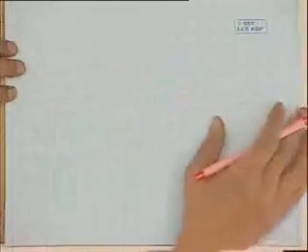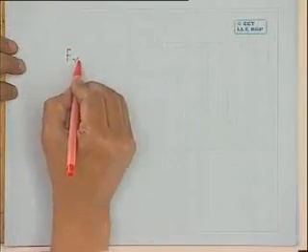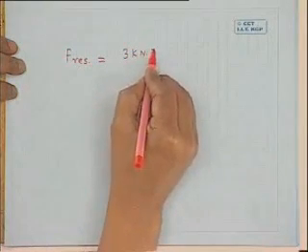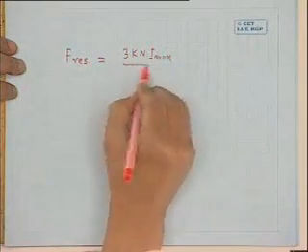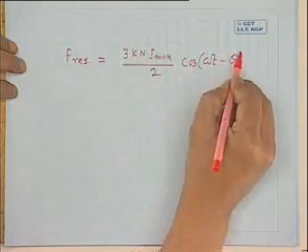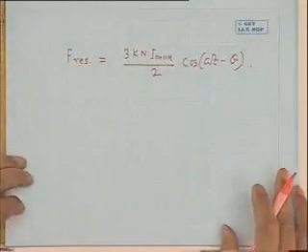So, how much will it become? The first column, if you add, becomes 0. Sinusoidal terms 120 degree displaced. So F resultant will become 3 k n I max by 2 into cosine omega t minus theta. This will be the resultant.